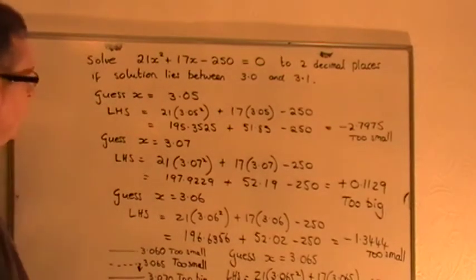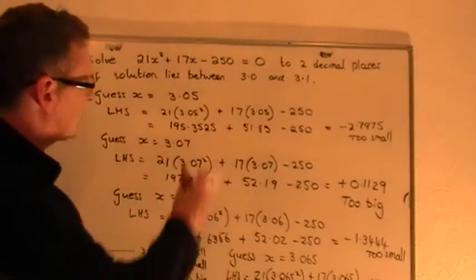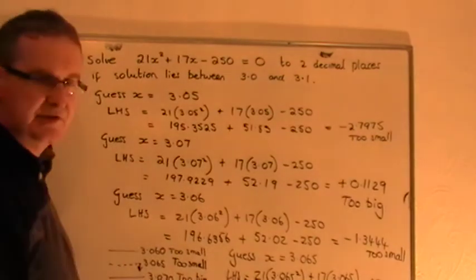And there you go. There you have as hard a question on trial and improvement as you're likely to get. To 2 decimal places with some really awkward figures for you to work out.